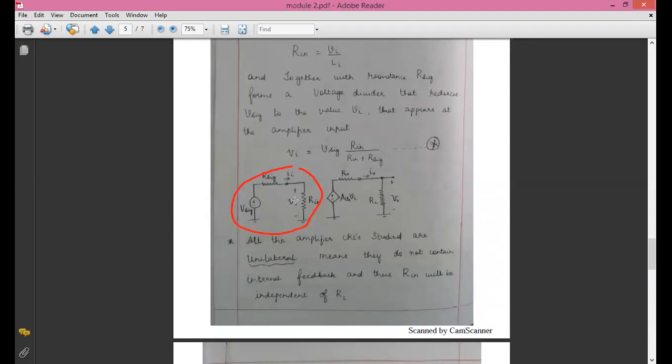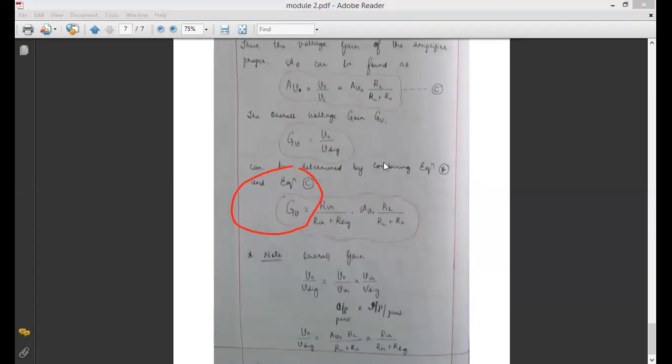So when you bring VI by V signal, you will be left with Rin divided by Rin plus R signal. So that is what you have written here. Mark the whole equation. So when you mark, you will obtain Rin divided by Rin plus R signal.